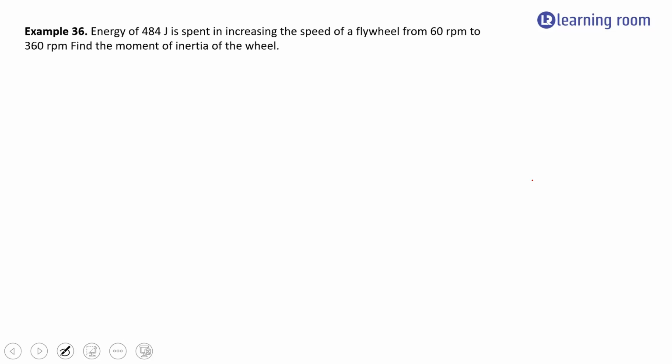Solve this. Energy of 484 joule is spent in increasing the speed of a flywheel from 60 rpm to 360 rpm. Find the moment of inertia. So simple. Energy spent is converted to what? It is equal to the change in kinetic energy, which here is rotational kinetic energy.